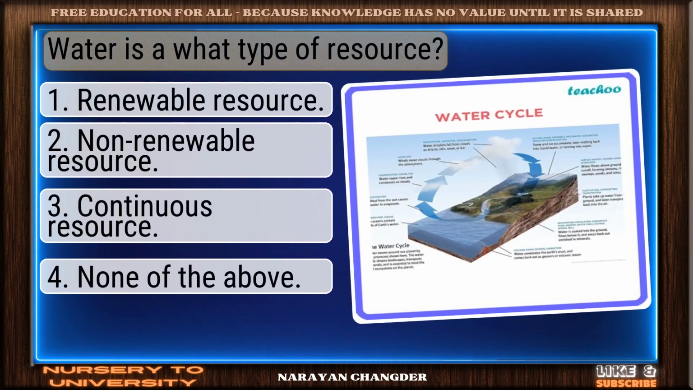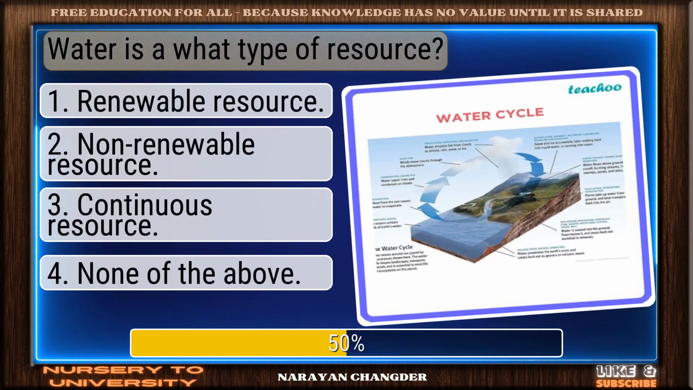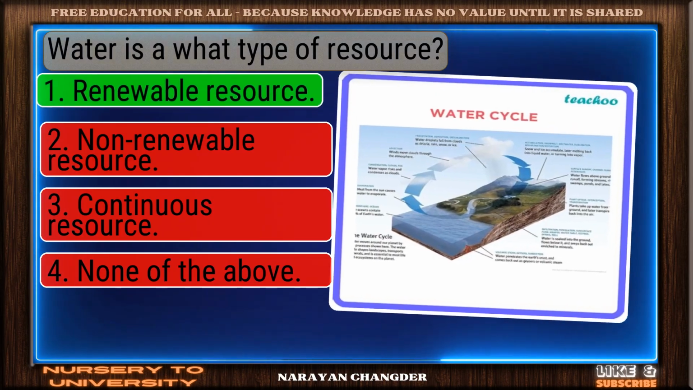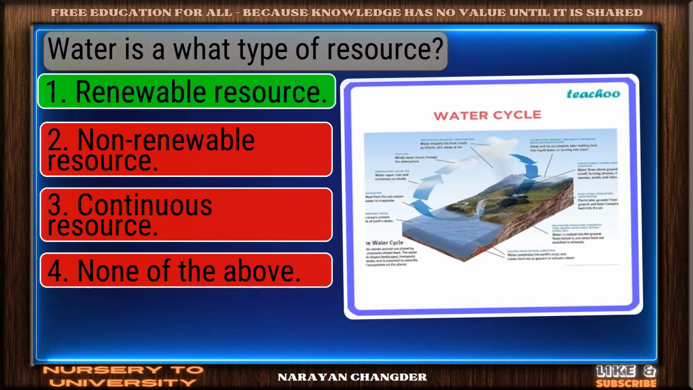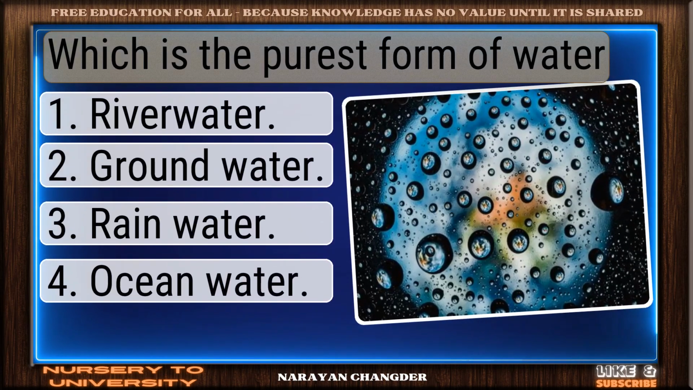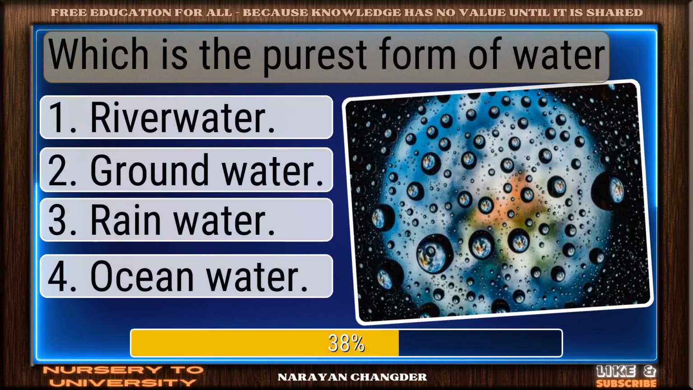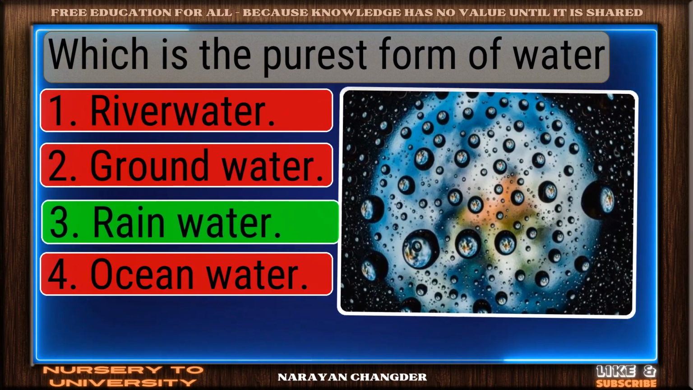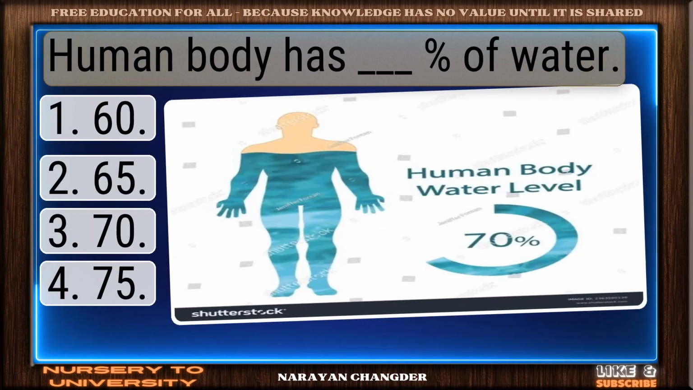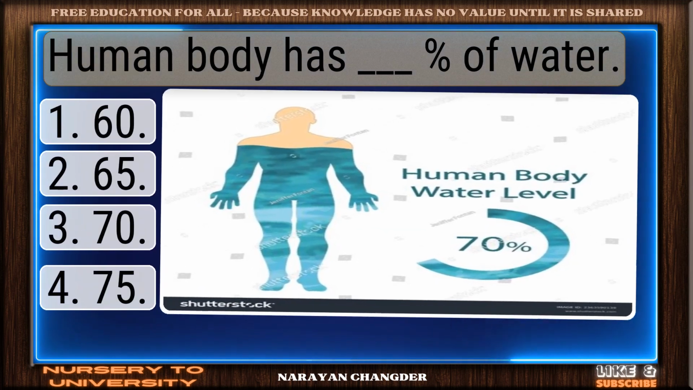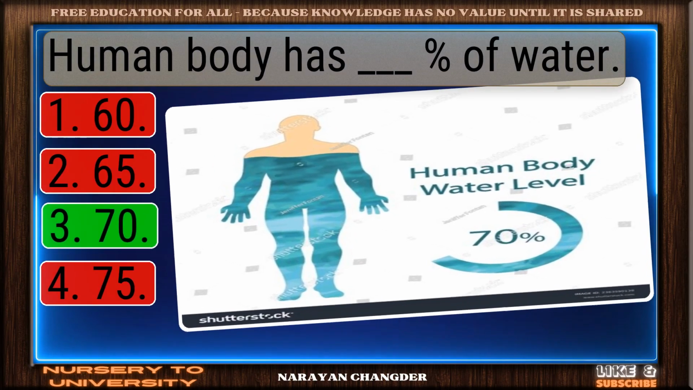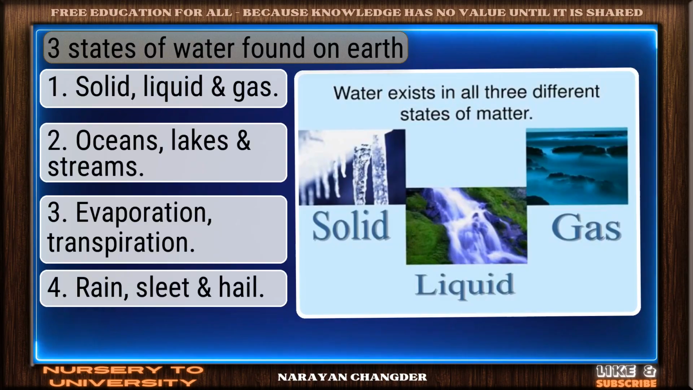Water is what type of resource? On track. Renewable resource is the correct answer. Which is the purest form of water? Nice selection. Rainwater is the correct and valid answer. Human body has dash percent of water. You chose 70, and it is correct.